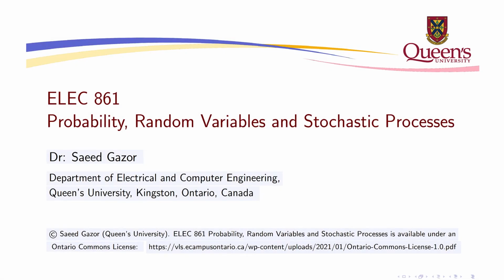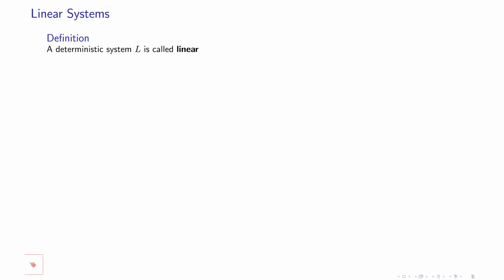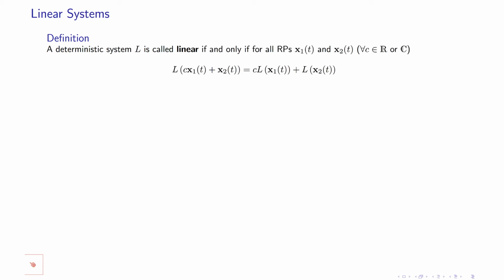In this video, we want to see what is the relationship if we have a linear system and a stochastic input and a stochastic output y of t. So we want to analyze linear systems interacting with stochastic random processes. The first thing is that a deterministic system is called linear if you have this relationship.